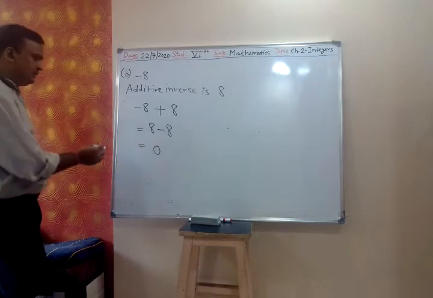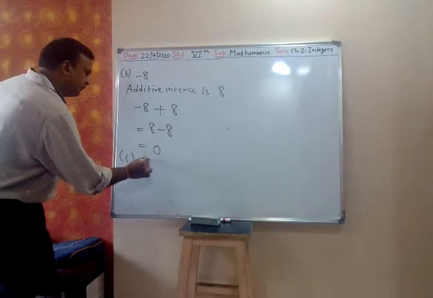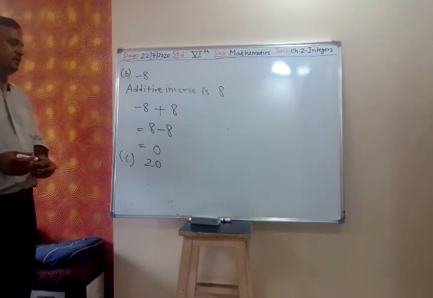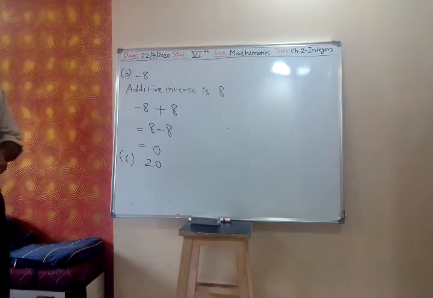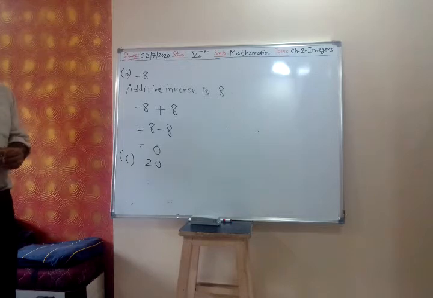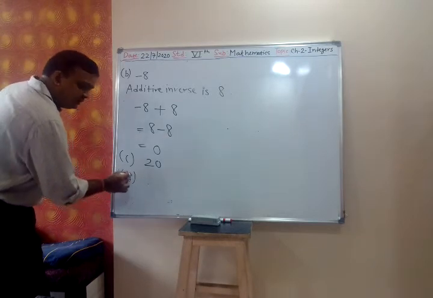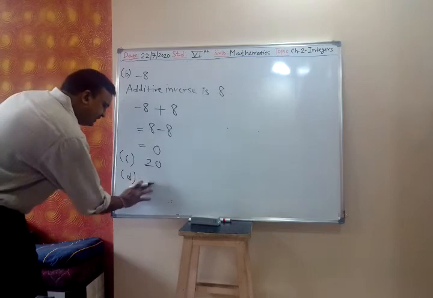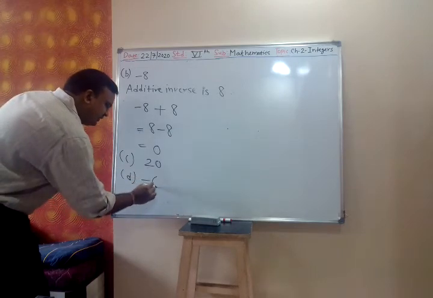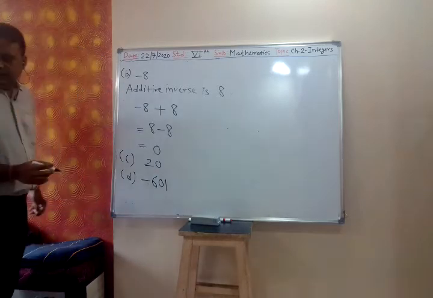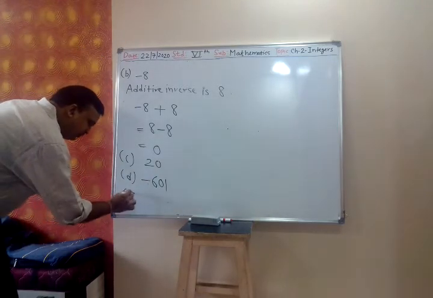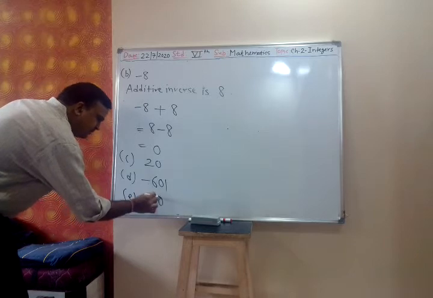Now similarly it will be C part 20. Do it fast. C, D, E. D is minus 601. And E is minus 100. You have to find additive inverse of all these.